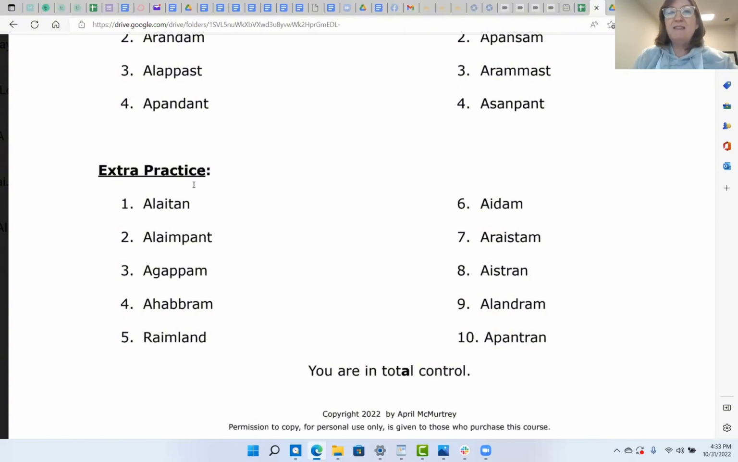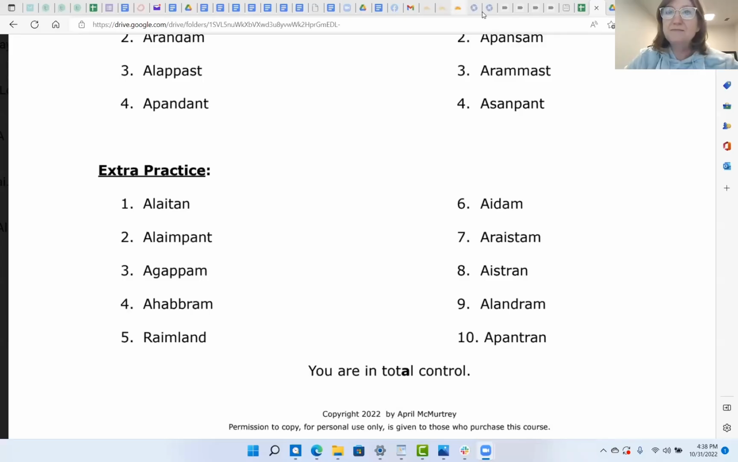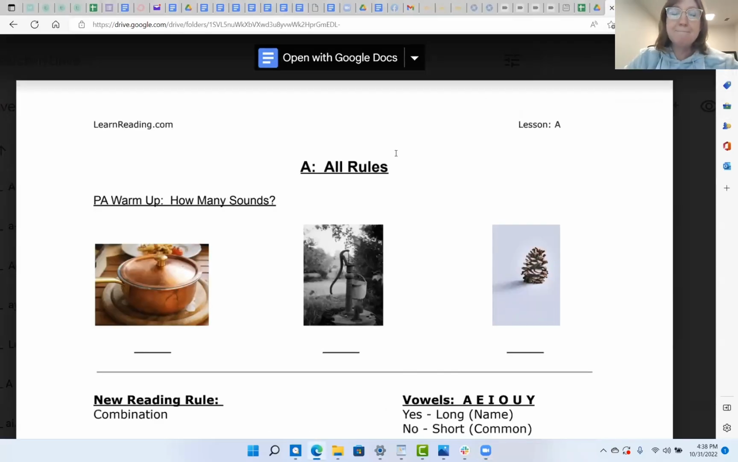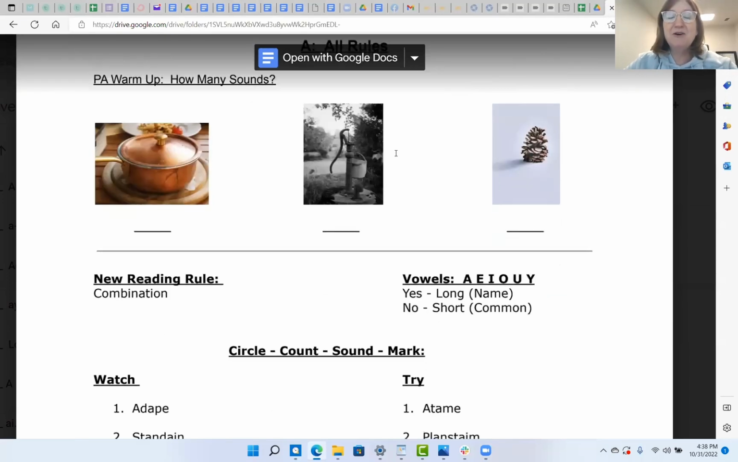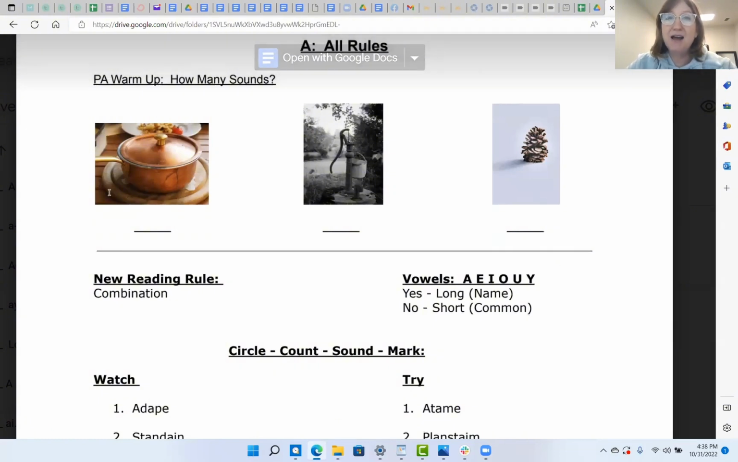And that's common for the last letter to be an N or an M or an NT. That's why so many of those ended that way, because you're going to see that a lot in the real world. All right, so let's pull up today's lesson. We're going to do a review of all of our rules today, but first let's start with our phonemic awareness warm-up. How many sounds in pot?